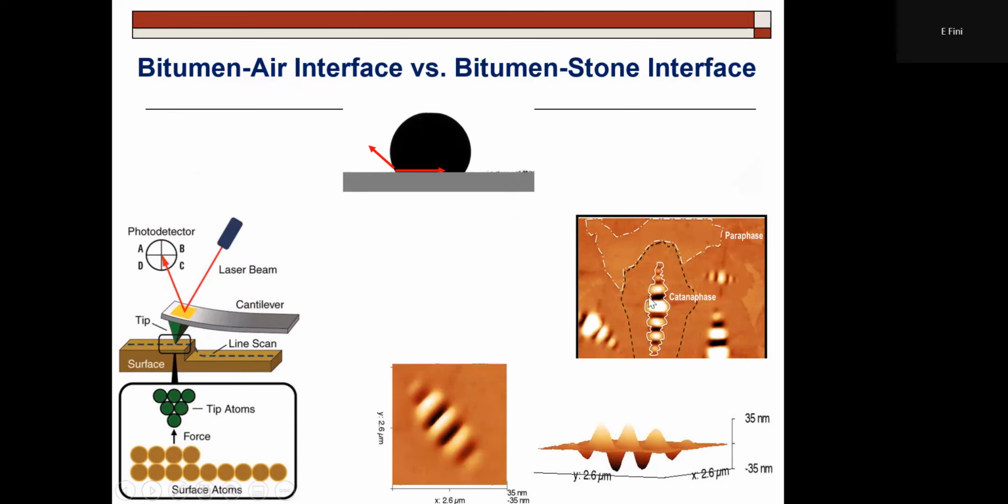So based on this morphology, you can see the katana phase, which is also referred to in different literature as bee structures, because they look like bumblebees. So you can see here different structures on the surface of the bitumen when we touch the surface with the cantilever. We plotted this.